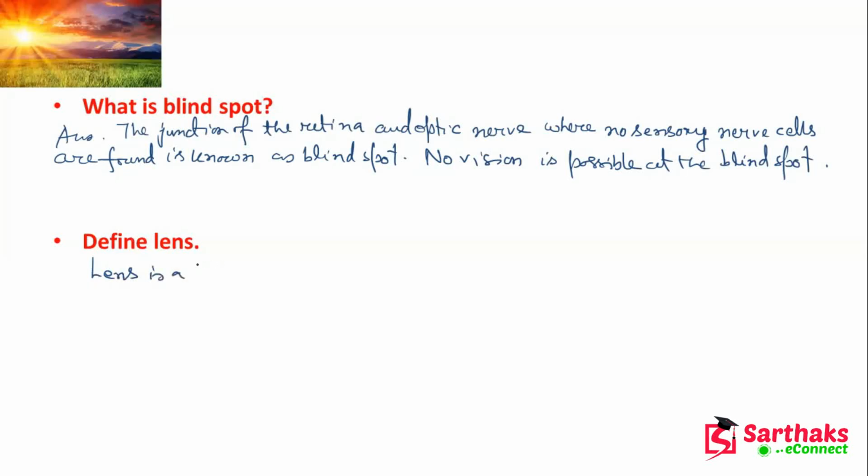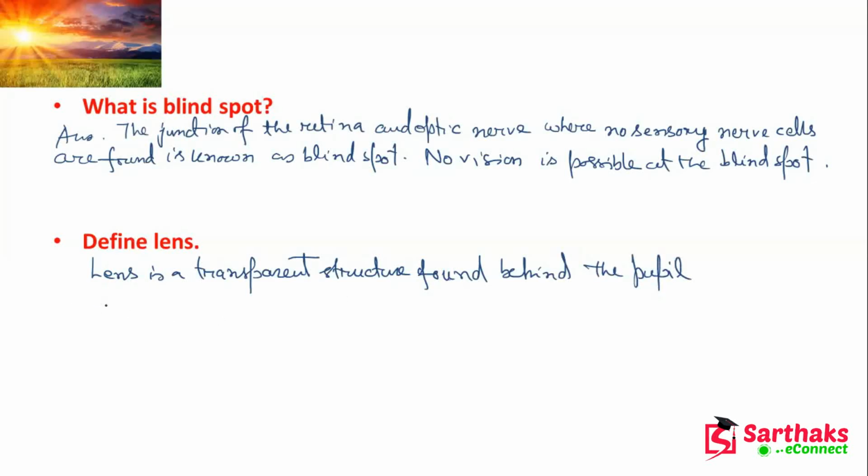Define lens. Lens is a transparent structure found behind the pupil.